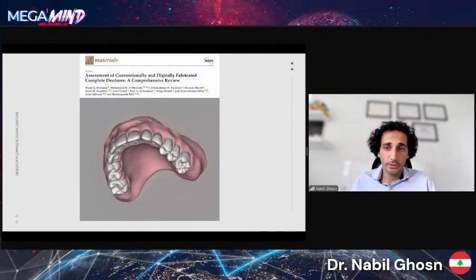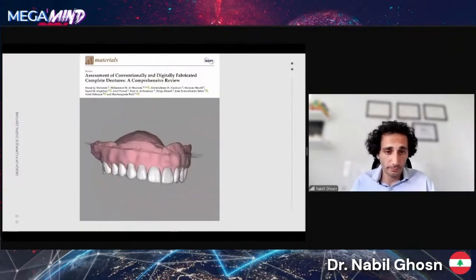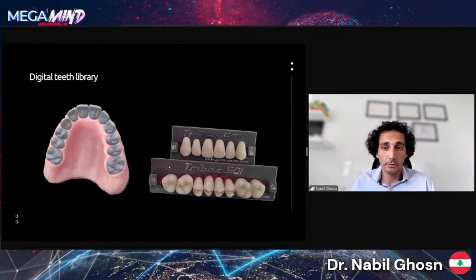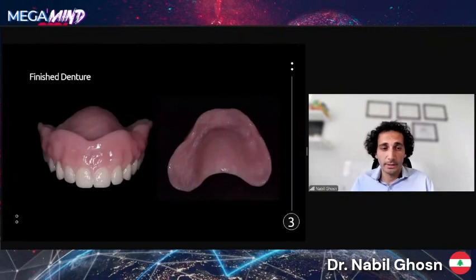This video shows the design of the denture of the upper jaw. And this is the denture base that was printed. And to the right, the selected physical teeth from the library that were placed and cemented into their indentations in the base. This is the full finished digital denture.